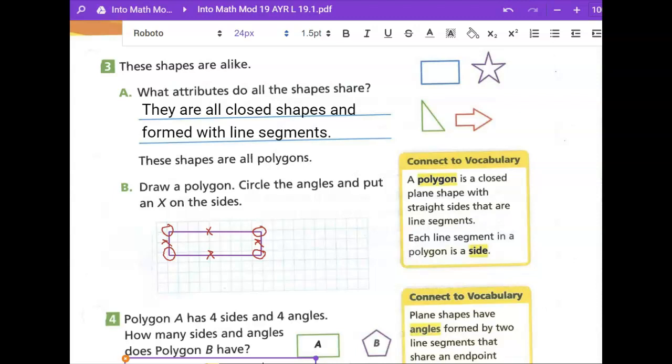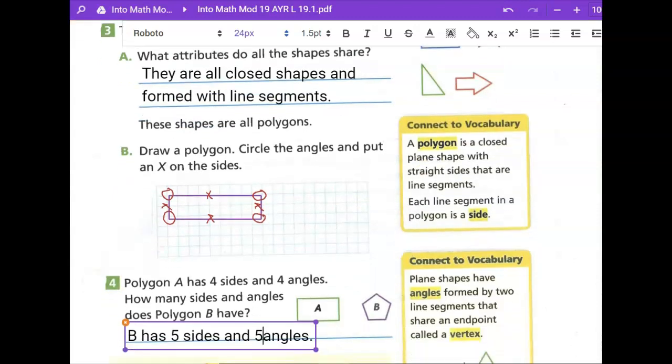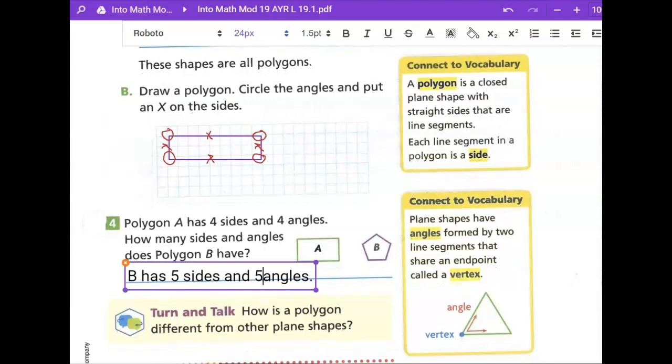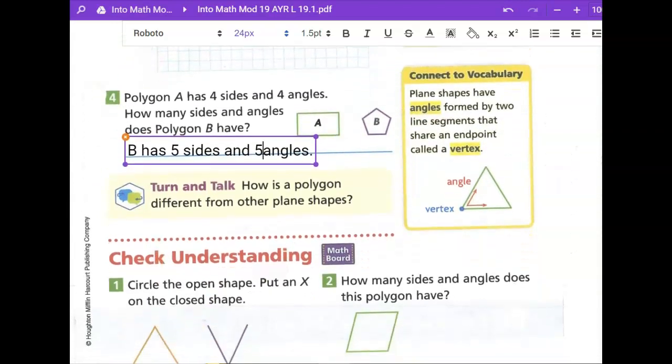Well, they are all closed shapes and they are all formed with line segments, no curved lines. Then B said, draw a polygon. Circle the angles and put an X on the sides, which we did. There are 4 angles and 4 sides. And then on number 4, polygon A has 4 sides and 4 angles. How many sides and angles does polygon B have? B has 5 sides and 5 angles.